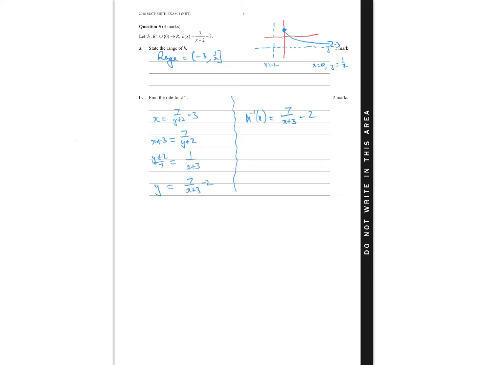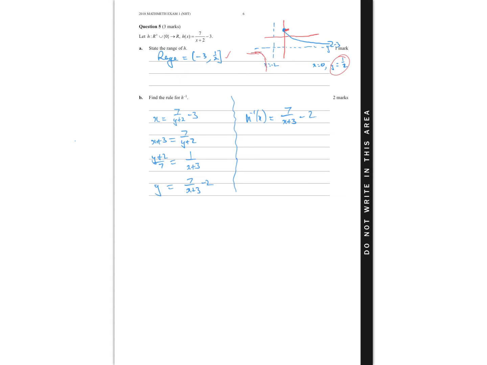What have we got? State the range of h. So normally, I guess my hyperbola would be in both sections, wouldn't it? But I'm just sketching for R positive. So I guess just in red there. All right, so we've got that section, yeah. So the range is obviously this value here at x equal to 0. I get 7 on 2, minus 3, which is a half. And I approach the asymptote at negative 3, so there's my negative 3 to a half inclusive.